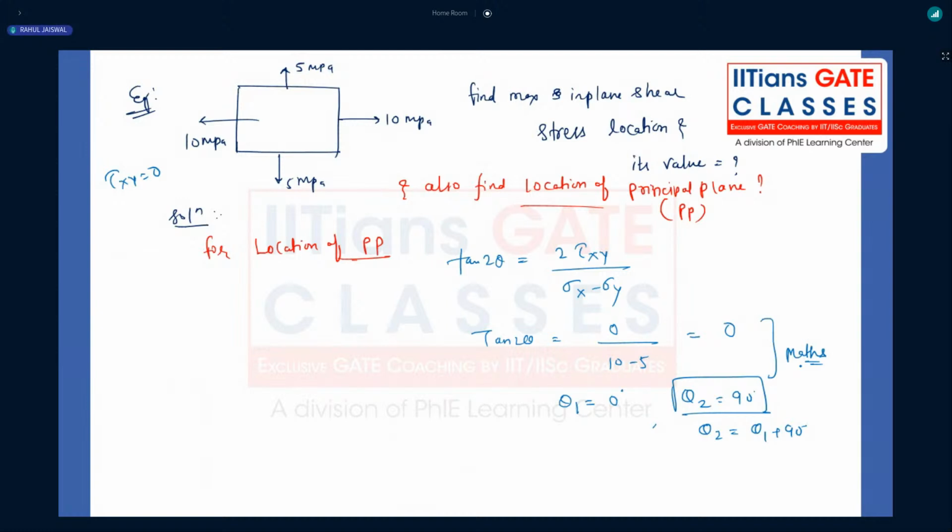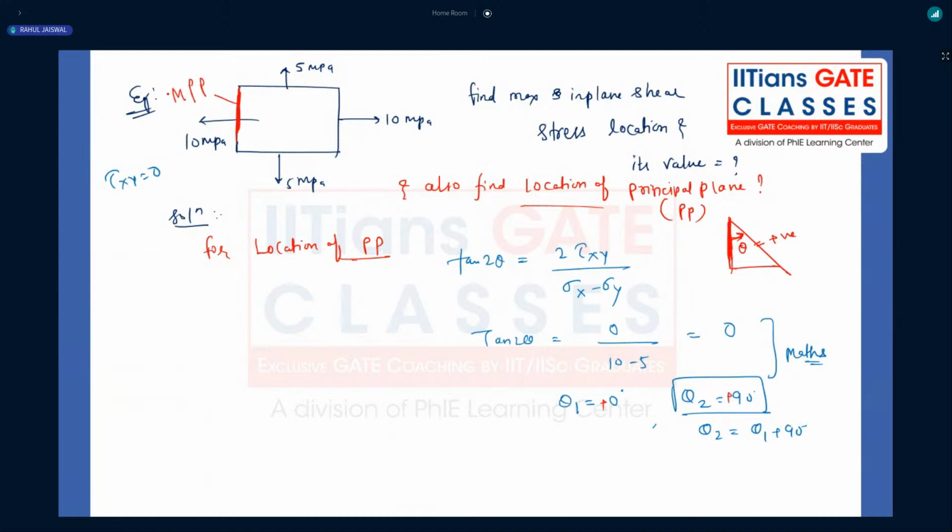Now, how to locate that? Let's locate the principal plane. One value you got very clearly, and I told you, my dear friend, that it is positive. 0 degree and 90 degree, both are positive. Just go back to the first slide. What I told you: a plane inclined at an angle theta anti-clockwise from this plane, that theta will be taken as positive. One is 0 degree. That means this plane will itself become one principal plane, and that will be the major principal plane.